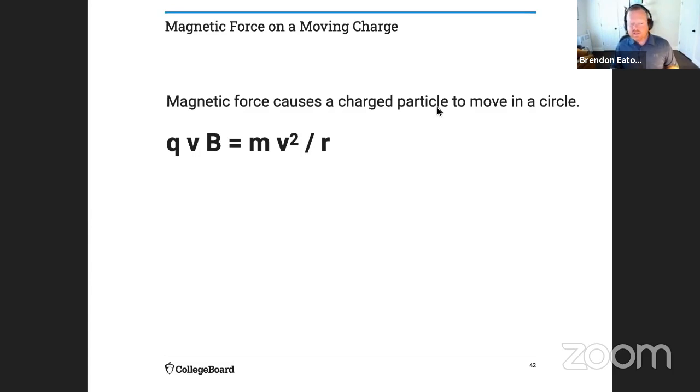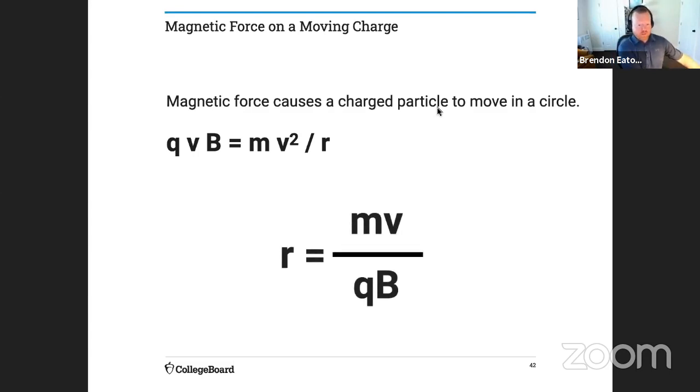Now, honestly, 9 times out of 10, what you're going to want to do with this type of equation is solve for the radius of that circular path, specifically because we just talked about how magnetic force doesn't do work on the object. It can't speed it up or slow it down. It just causes it to move, guess what, in a circle. And you'll probably be asked, how does changing the mass affect the radius of the circle? How does the speed change the radius of the circle? How does the charge and how does the magnetic field affect the radius of the circle?